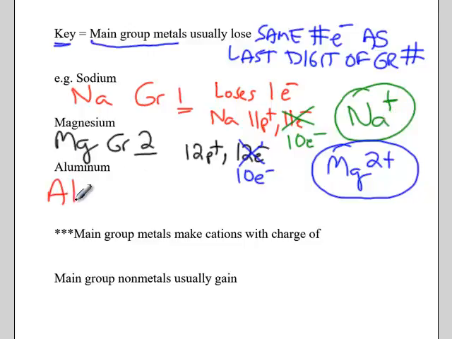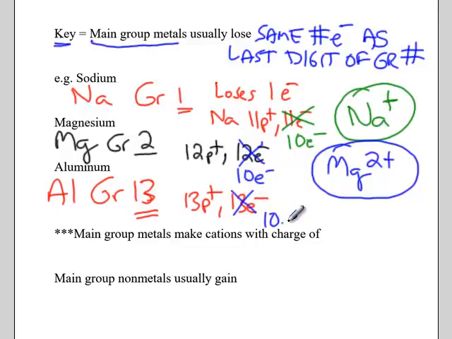Aluminum is also a main group metal. It's in group number 13. So the rule is take the last digit of the group number, which is 3. So our aluminum that started with 13 protons and 13 electrons, when it forms an ion, it's going to do so by losing 3 electrons. So instead of 13, it'll only have 10, which means aluminum will have a net +3 charge.